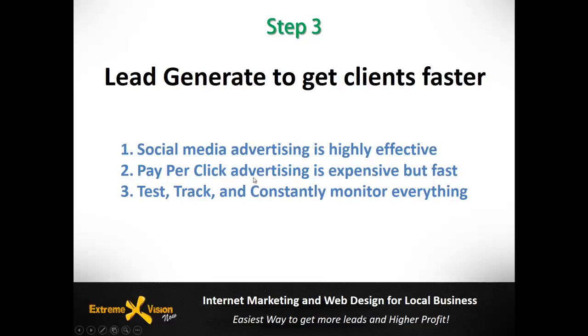Pay-per-click is another one that's been around for a very long time. This is Google AdWords and such. It is very expensive, and if you have done it or you are doing it now, then you know that it does cost a lot, but you do get results very fast. It's like a light switch. You can turn it on and get things to happen. But here's the big kicker. The number 3 part is that you need to test, track, and constantly monitor everything you're doing when you're doing these kinds of things.